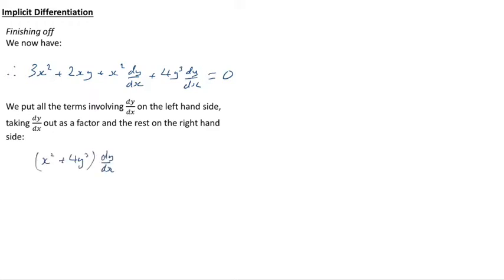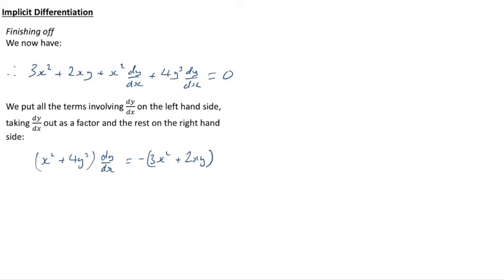Well, on the left hand side we have an x squared times dy by dx, and we have 4y cubed times dy by dx. So we can take dy by dx out as a factor, which gives us x squared plus 4y cubed all times dy by dx. On the other side, we need to subtract 3x squared and subtract 2xy so that we don't have it with our dy by dx bits. So that gives us equals minus 3x squared plus 2xy. Notice we've bracketed them and put the minus on the outside for neatness.